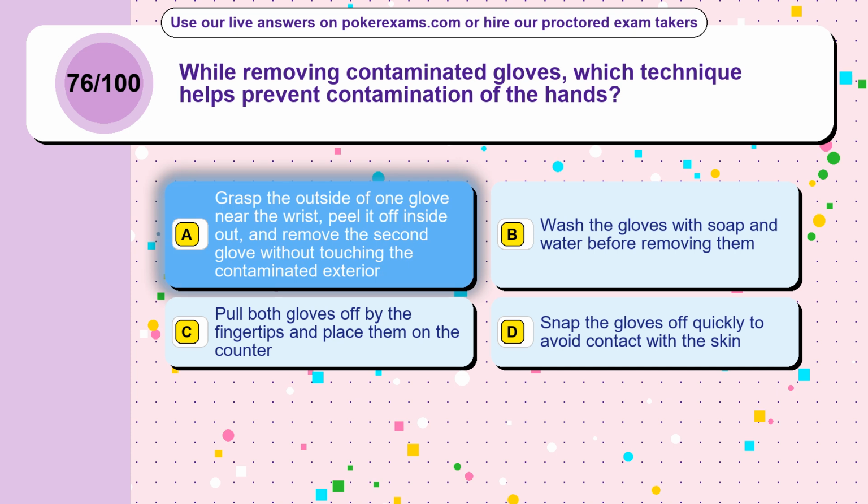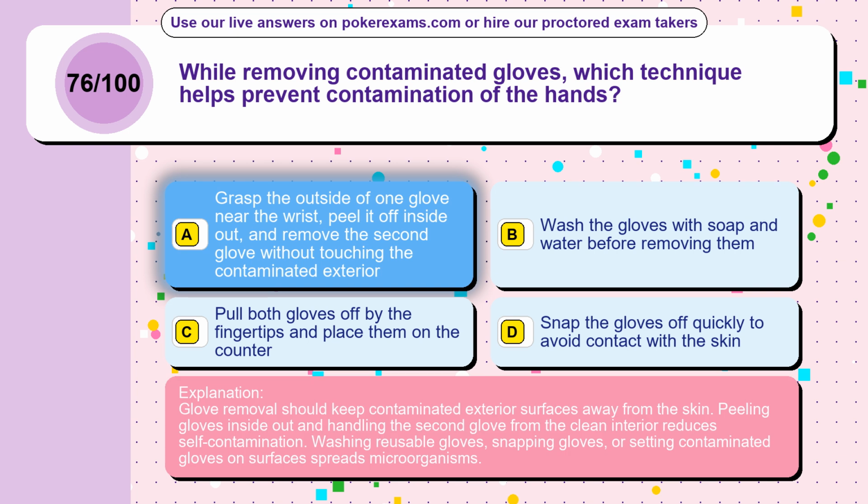The correct answer is option A. Grasp the outside of one glove near the wrist, peel it off inside out, and remove the second glove without touching the contaminated exterior. Glove removal should keep contaminated exterior surfaces away from the skin. Peeling gloves inside out and handling the second glove from the clean interior reduces self-contamination. Washing reusable gloves, snapping gloves, or setting contaminated gloves on surfaces spreads microorganisms.